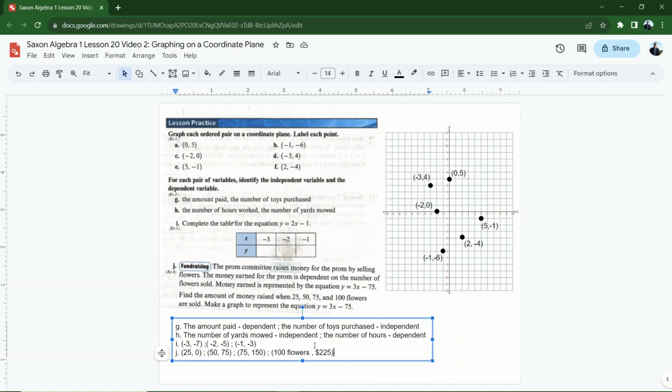One more thing. How do you know that x-axis is flowers and y-axis is money? Well, how does a coordinate pair work? X is the first number. Y is the second number. And that's how we do it.